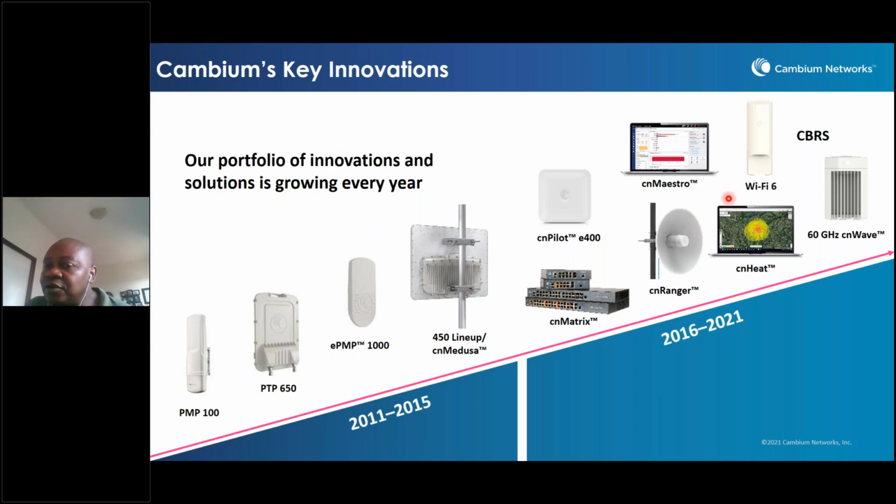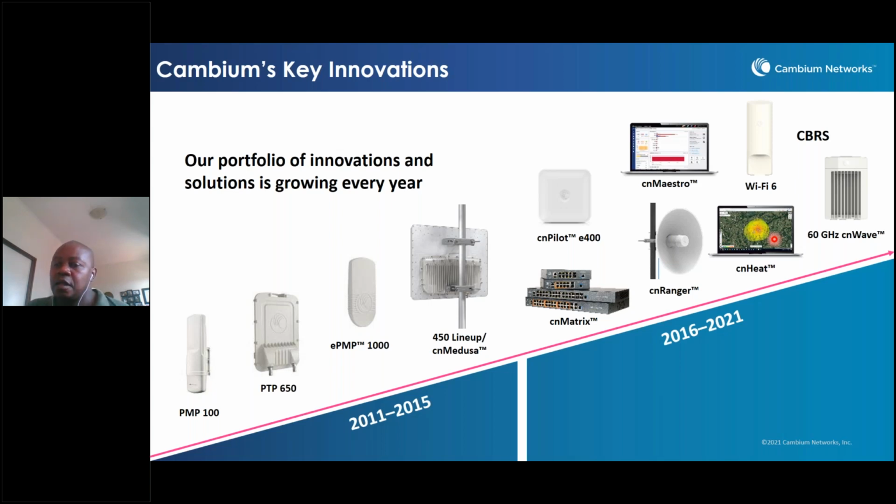Then we have CN Maestro, which I'll talk about. That's our management. CN Heat is an optimization software tool that allows you to pinpoint exactly where the best coverage or the best reception in terms of RSSI signal to noise ratio will be.